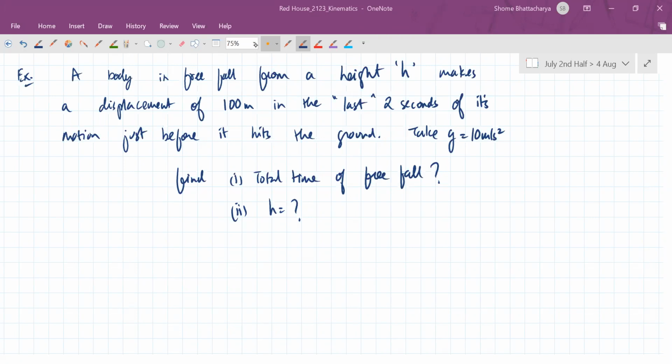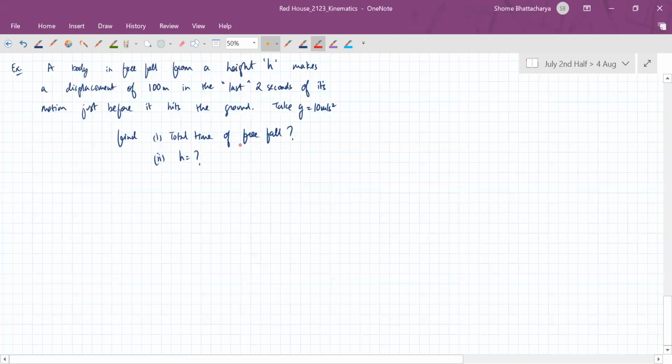Okay, let's look at the solution. You should be getting the total time as 6 seconds, and therefore you should be getting the total height as 180 meters. So let's see how this works out. So again, t equal to 0, the object starts from free fall. Now suppose it hits the ground below at a time T.